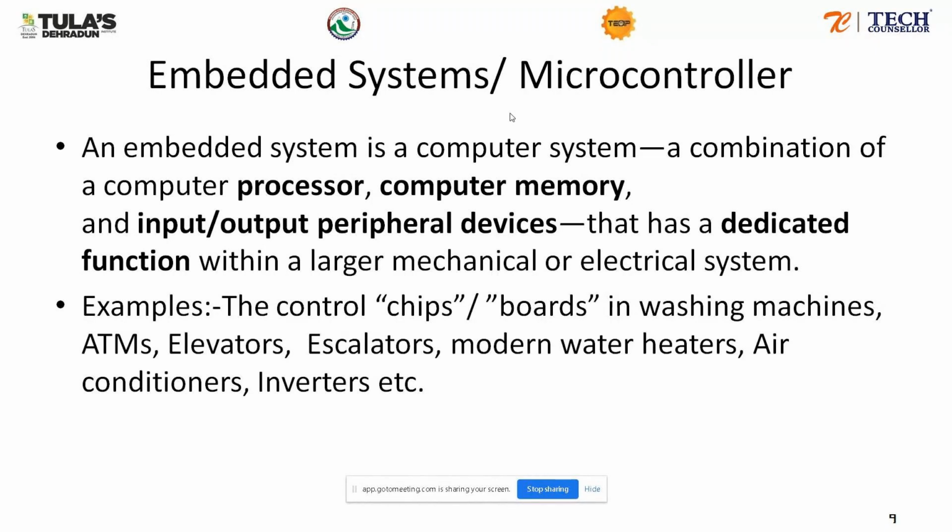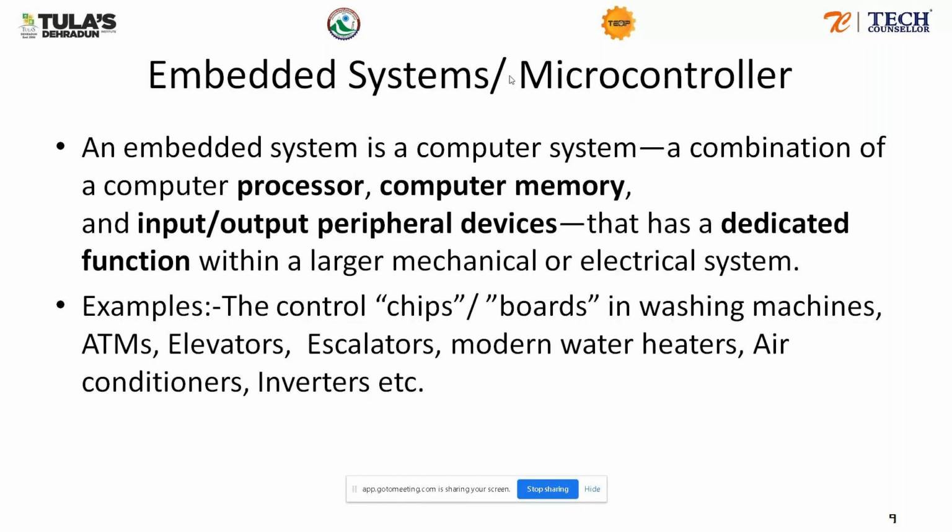A PC is not an embedded system. Why? Because it is a general purpose thing. You can do a lot of things on it. It's not dedicated to a particular use. Whenever we go into dedicated stuff, it is embedded systems. The electronic control unit on your car is an embedded system.